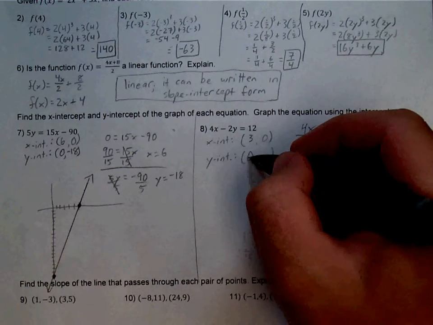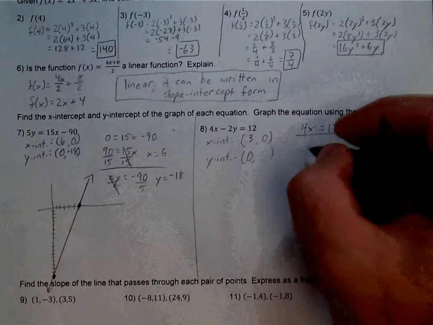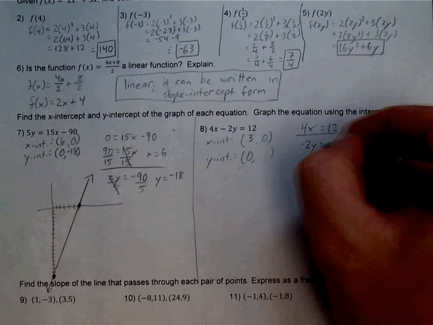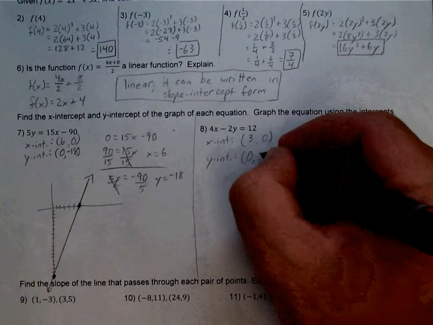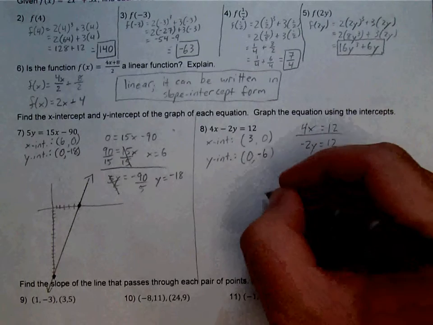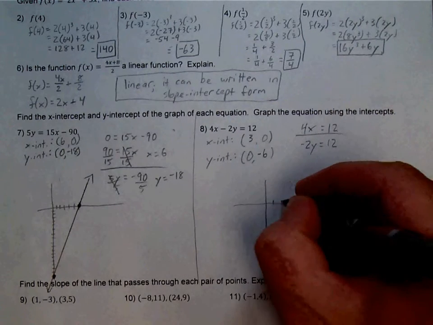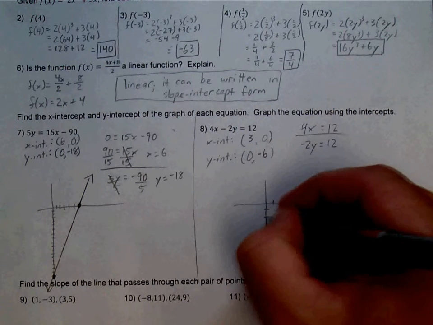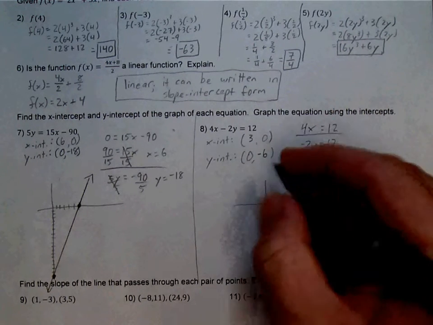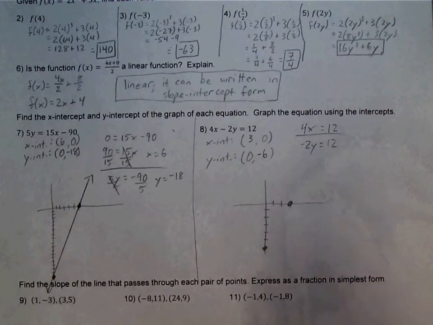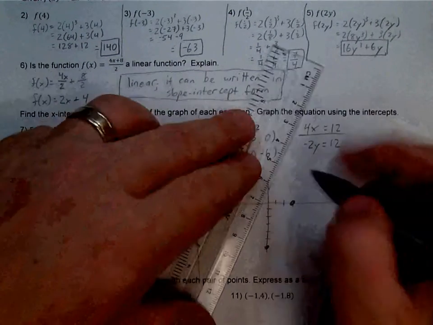As for the y-intercept, plug 0 in for x. So 4 times 0 is 0. I'm left with negative 2y equals 12. Divide by negative 2, and I get negative 6. So negative 6 for a y-intercept, 3 for an x-intercept. Connect the dots.